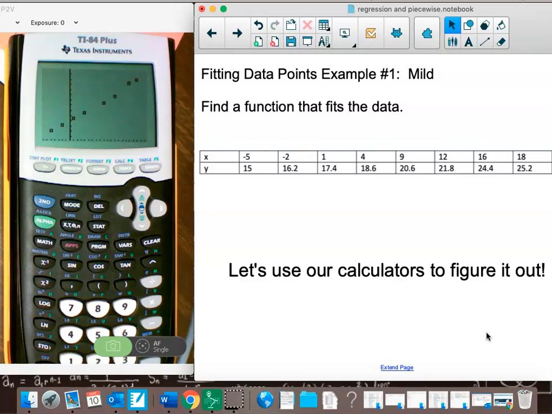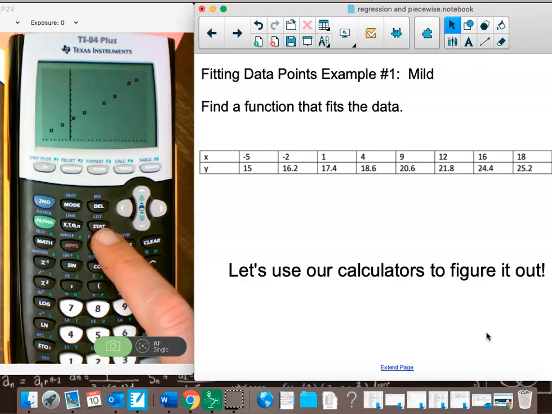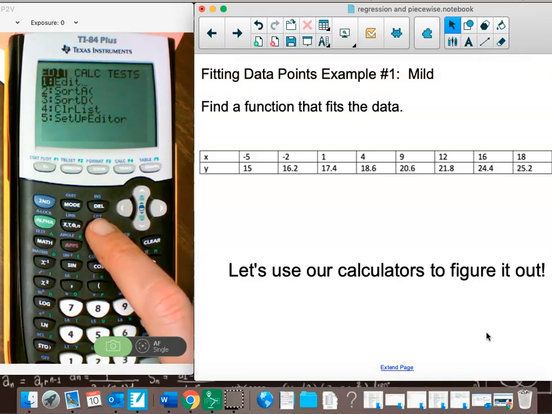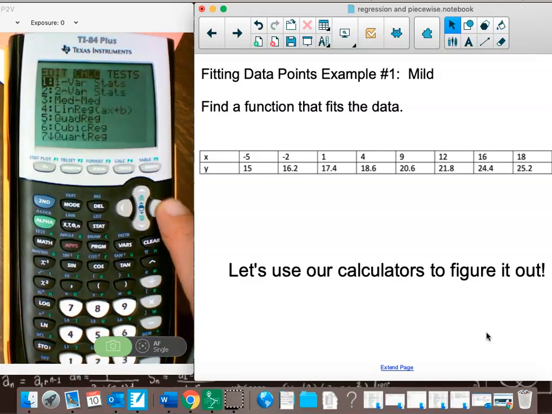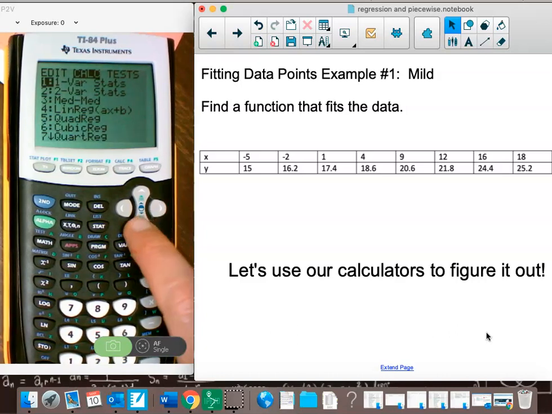Yay. Okay. All right. What kind of a function do you think this looks like? Looks like a line, right? So we're going to do a linear regression. So what I want you to do now is hit your stat button again. Go back to stat. Arrow over to calc. Under your calc menu in stat, down a little ways, you have LINREG.